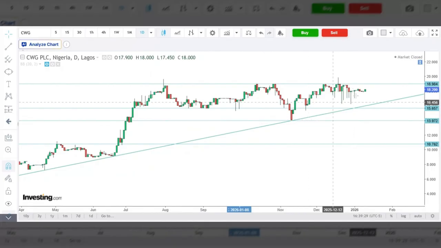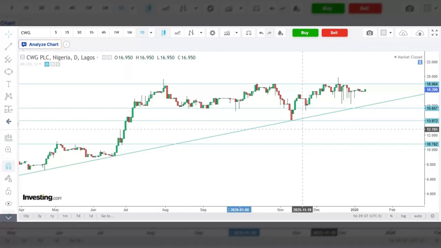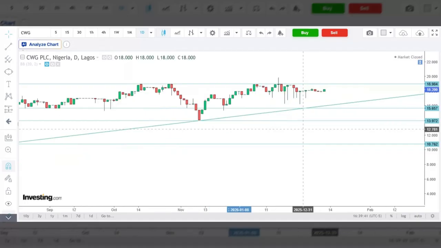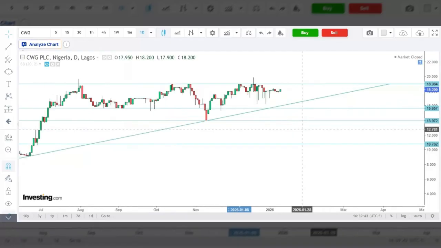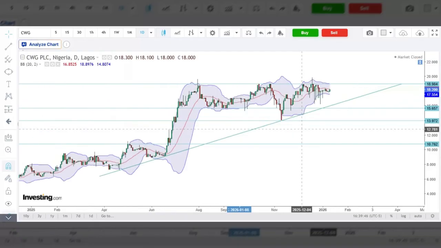So looking at this, I decided to say, okay, what is the best entry point in this? Looking at this chart, what would be the best entry point? Okay, so this is what I'll do now. All right, so looking at this now, what is the best entry point?